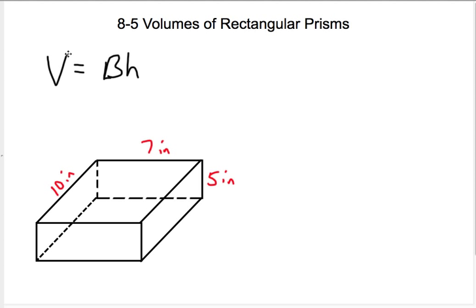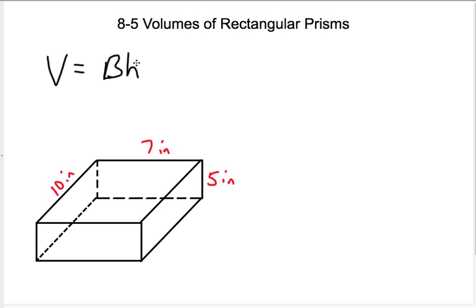Or in a cereal box, the volume of a cereal box would mean how much cereal you can fit in there if you packed it all the way to the brim. The volume of a basketball might be how much air can fit in the basketball. So in this case we have a rectangular prism.